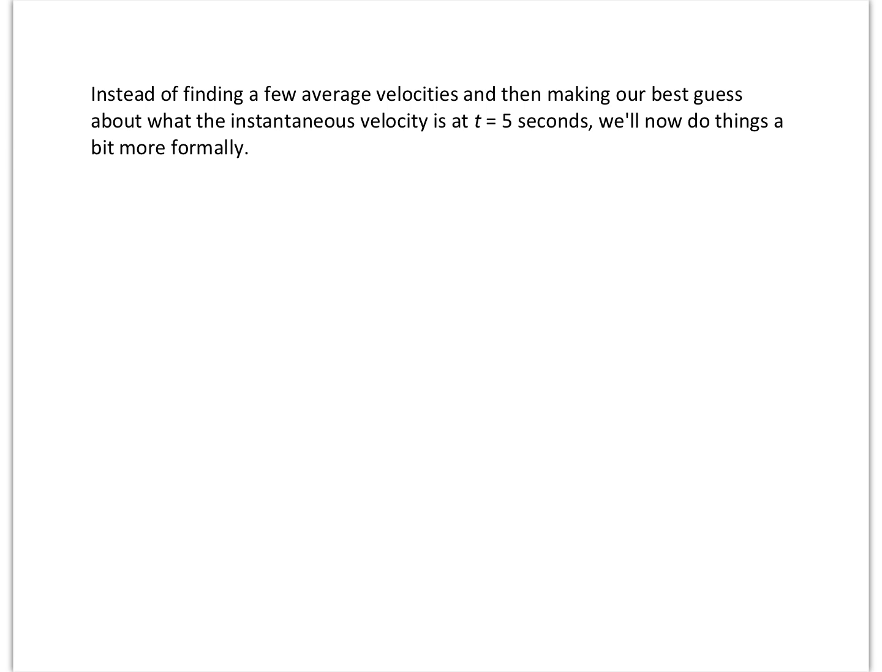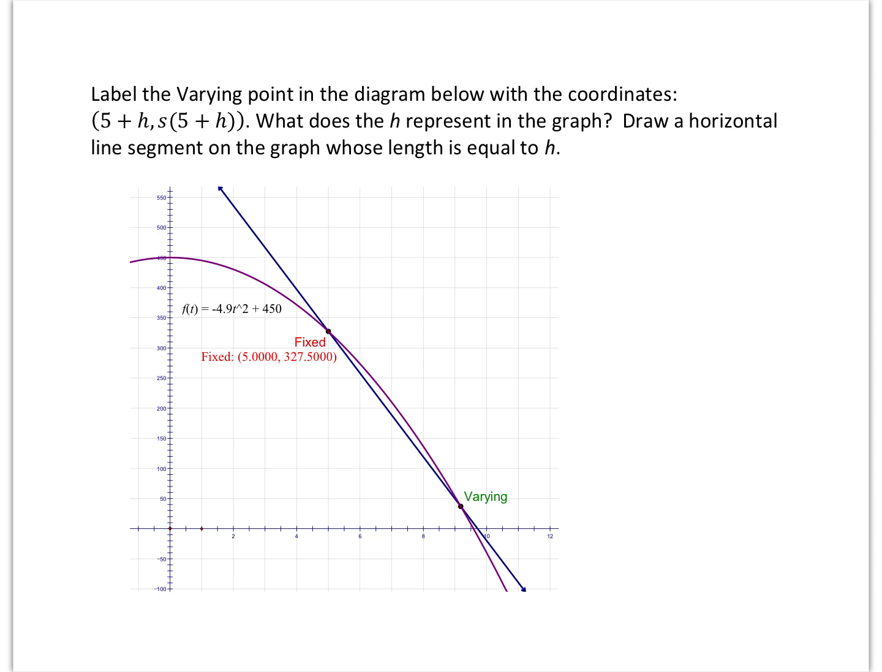We're going to try to do things a bit more formally and be a bit more sure that the instantaneous velocity is actually -49. So here's a picture of the same graph that we were just using in GeoGebra. This is the curve -4.9t squared plus 450.